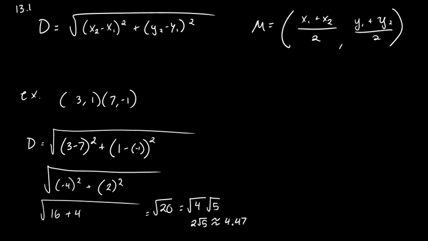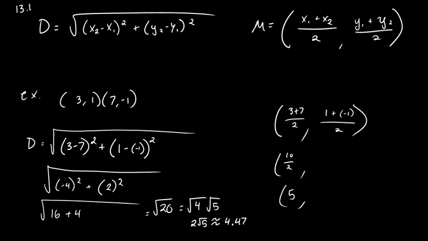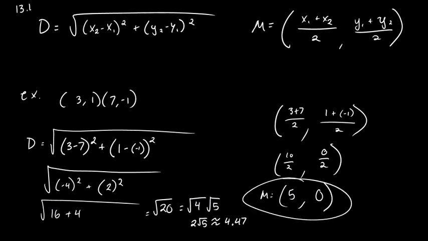And the midpoint, I need to go ahead and add my x values. 3 plus 7, an average, and 1 plus negative 1, an average. So that's 10 over 2, which is 5, and 0 over 2. 0 divided by anything is 0, so this is my midpoint. And my distance is 2 radical 5, or 4.47.